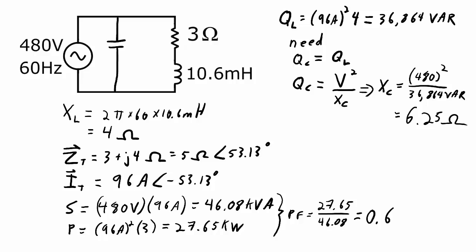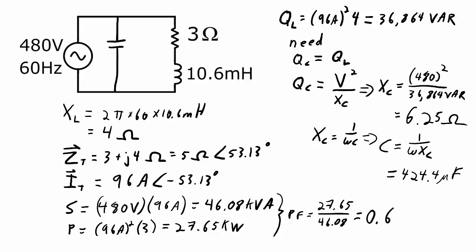Plug those numbers into my calculator and I figure out that I need a capacitor with a reactance of 6.25 ohms. That, of course, is frequency dependent. So what is the actual capacitance value that I need to add into here? Remember, XC is equal to 1 over omega C, which means the capacitance is equal to 1 over omega XC. Omega, of course, is 2 pi times 60. The XC that I need is the 6.25 ohms. Plug numbers into the calculator and I get a value of 424.4 microfarads.